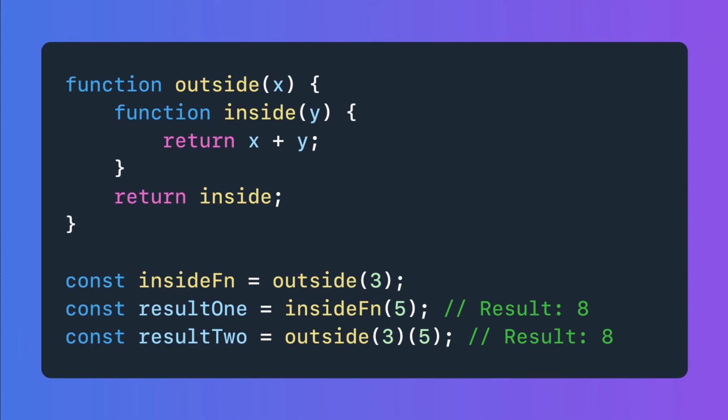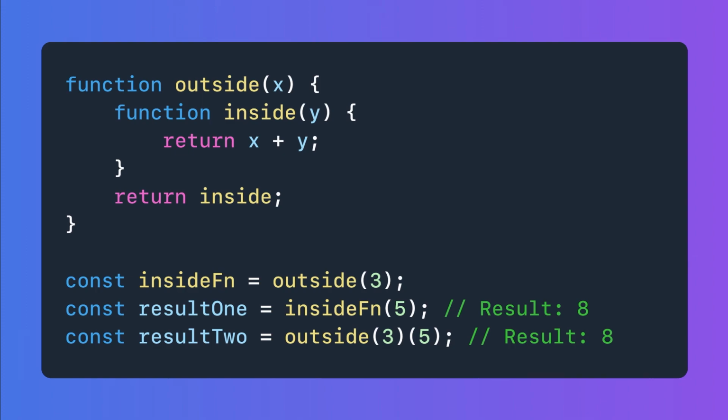So with that, if we take a look at the first variable, we have constant inside fn, or inside function, and it only provides one variable to the outside function. So here, this stores a function that basically adds 3 to whatever you give it. So next line, result 1, if we just pass 5 to inside fn, our previous variable, we can see that we get a result of 8. In other words, inside fn now holds a copy or instance of the outside function, with the x variable being hard-coded and set to 3.